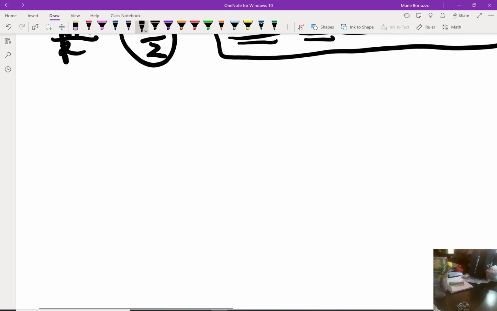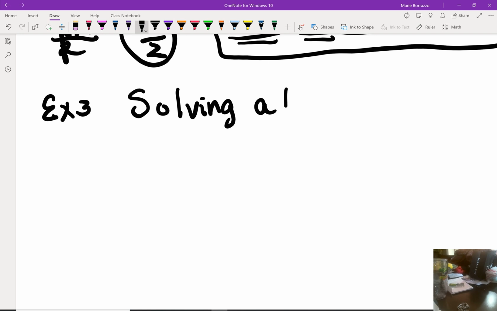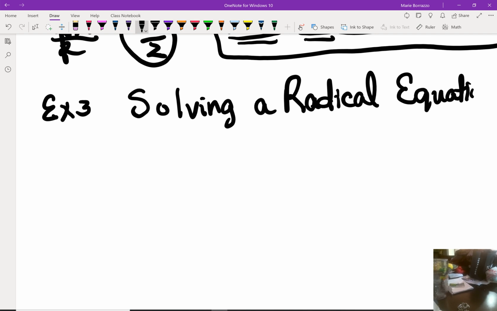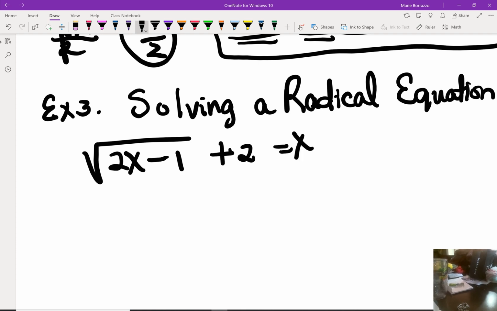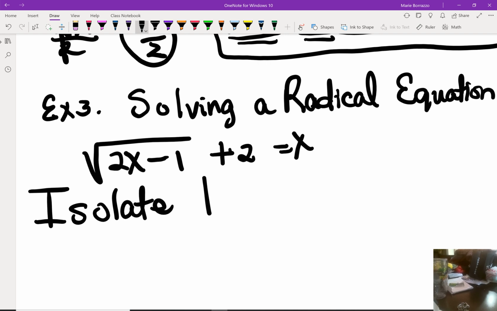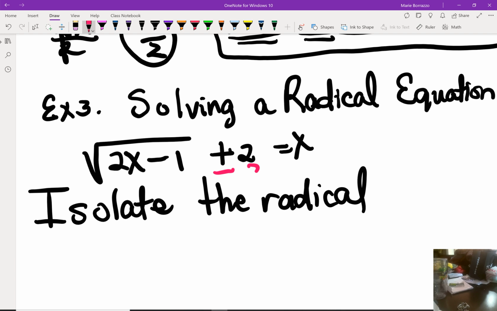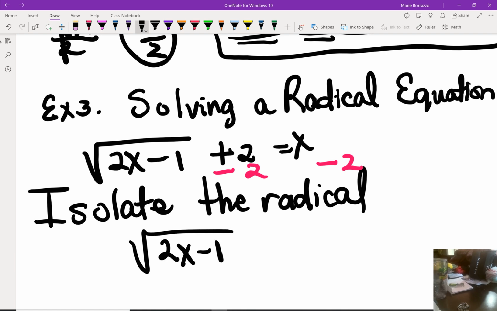All right, let's look at example 3. In example 3, we have solving a radical equation. That's the only difference here. So we're solving a radical equation. And so they're giving us the square root of 2x minus 1 plus 2, and that is equal to x. So the first thing I want to ask you to do is isolate the radical. So that means that step 1 is, let's get rid of the 2 that's over here. So subtract the 2 on both sides. This puts us where we have the radical by itself, where we have the square root of 2x minus 1 is equal to x minus 2.